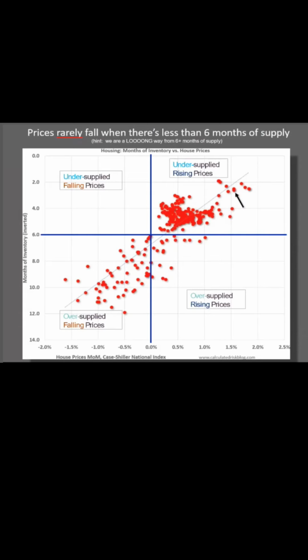That, if you can see all the clusters of red dots, is typically what's happened when we've had low inventory. We've almost always seen rising prices. So for my buyers who are waiting this market out and waiting for prices to fall, if you look in the upper left quadrant, we have literally never in the history of this tracking seen prices fall when we have had less than 6 months of inventory on market. It just hasn't ever happened. So if you're waiting this market out, you could be waiting a while.